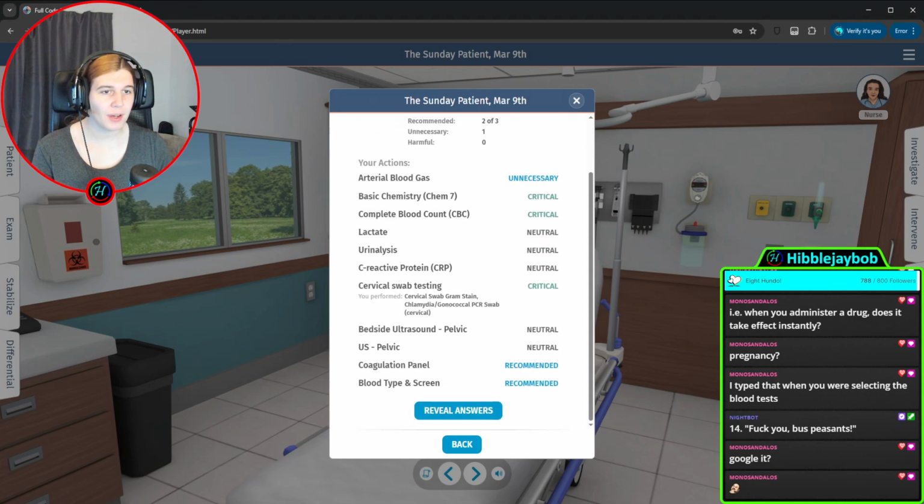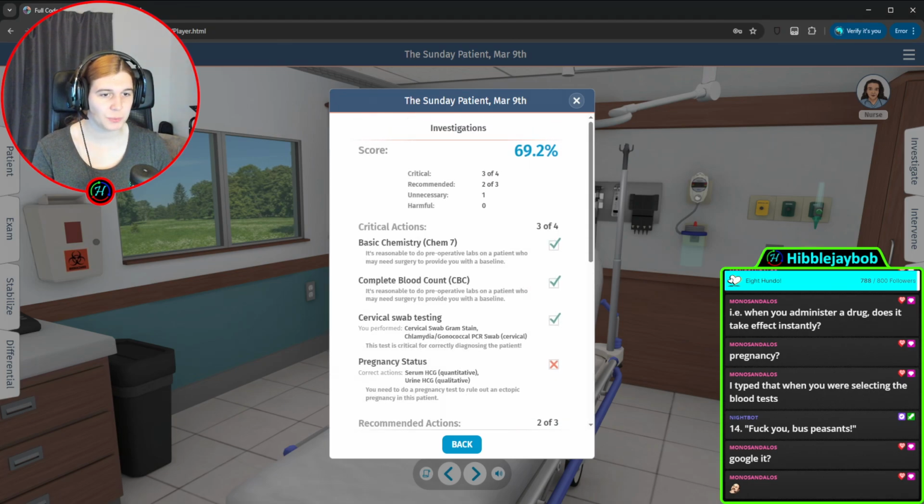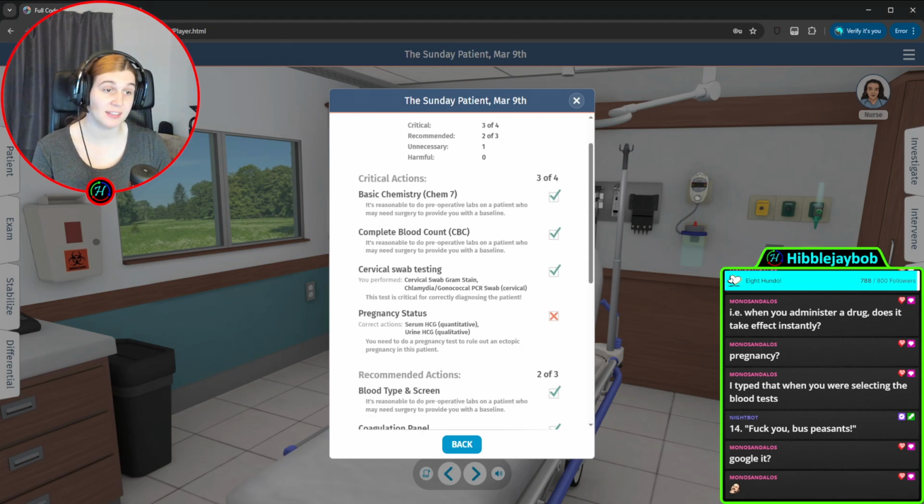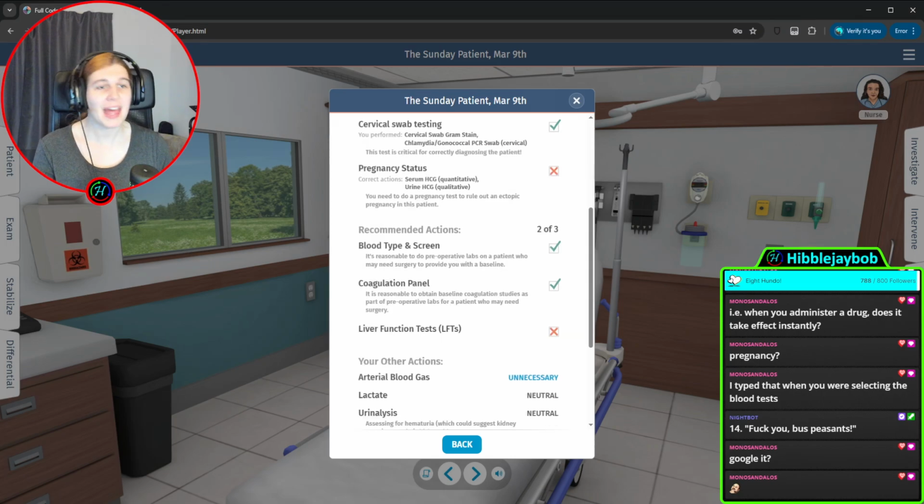Okay, we did that one quite well. The answers we could have done: a pregnancy status. Yeah, okay, actually that would have been quite good. You need to do a pregnancy test to rule out an ectopic pregnancy. Okay, that's my bad. I did serum HCG and a urine HCG. Okay, fine. I thought that was covered in the urine tests, so fine.